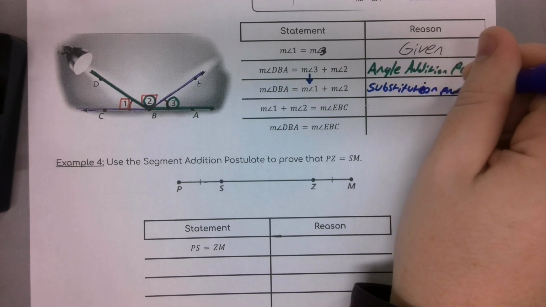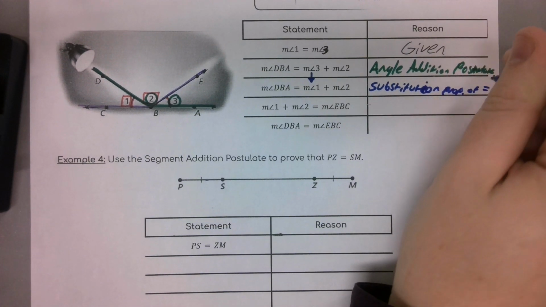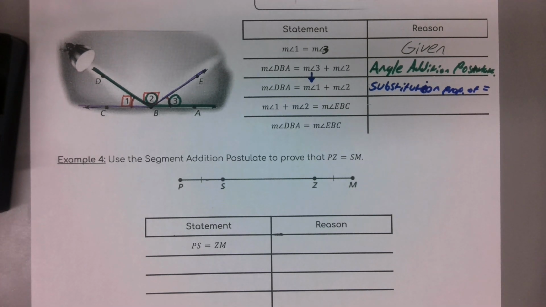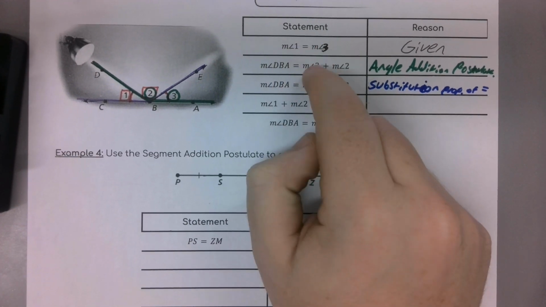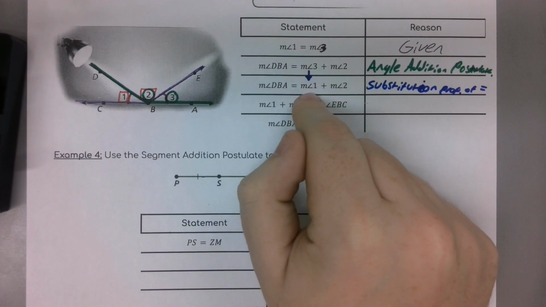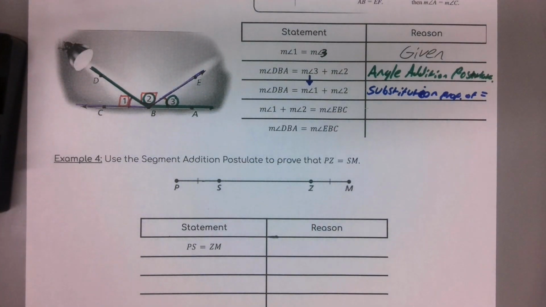Substitution property of equality. Do we see how, since the measure of angle 3 and the measure of angle 1 are the same thing, when we write down the measure of angle 3, we could also change it to the measure of angle 1 if we want?